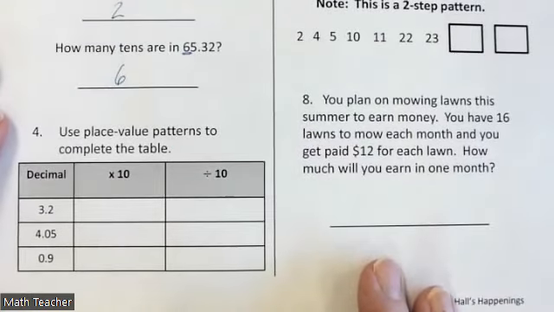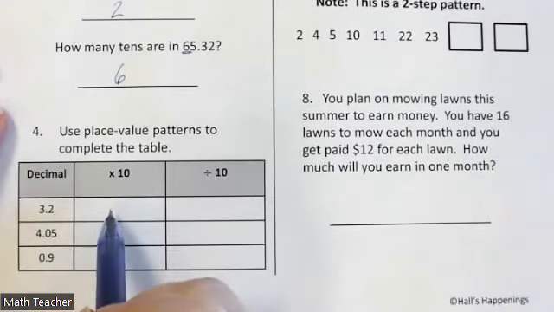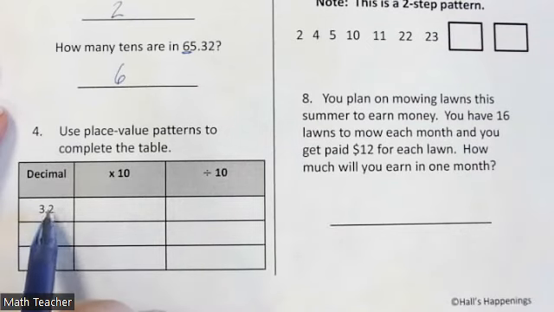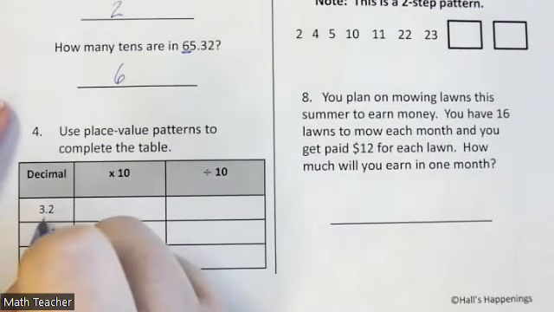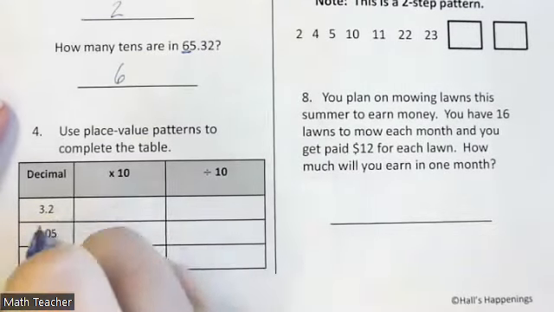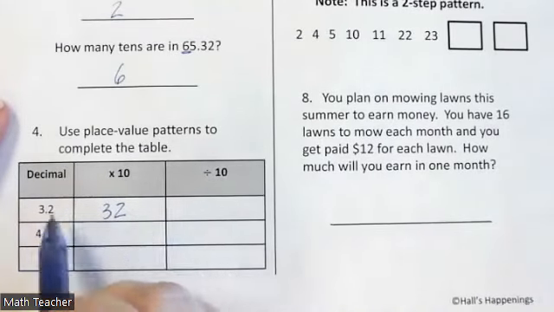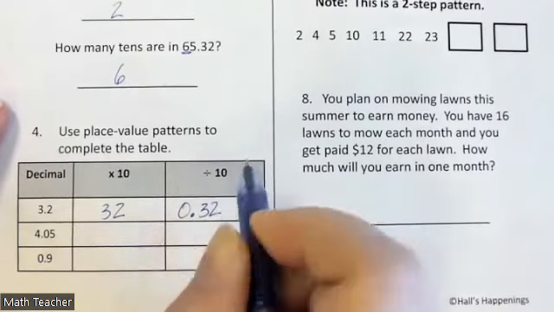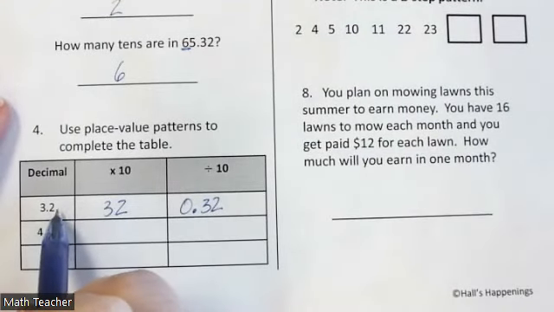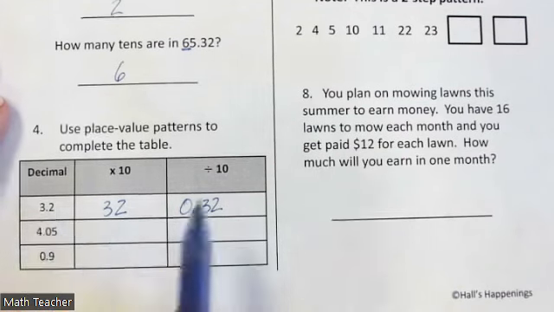Number 4, use the place value pattern to complete the table. So we're going to take each of these numbers, and first we're going to multiply it by 10, then we'll go back to that same number, and then we'll divide it by 10. So 3.2 times 10, to multiply by 10, we can move the decimal 1 place to the right, so 32. To divide by 10, we move that decimal 1 place to the left, so 0 and 32 hundredths. Move the decimal to the right in order to multiply by 10, and to the left to divide by 10.